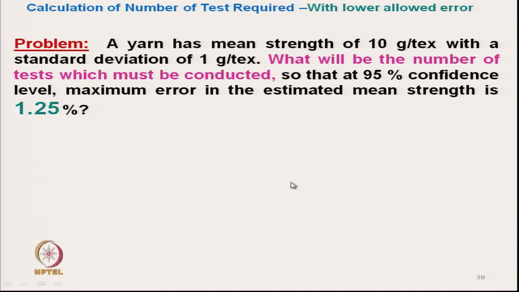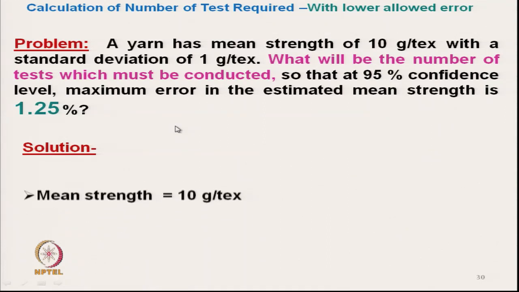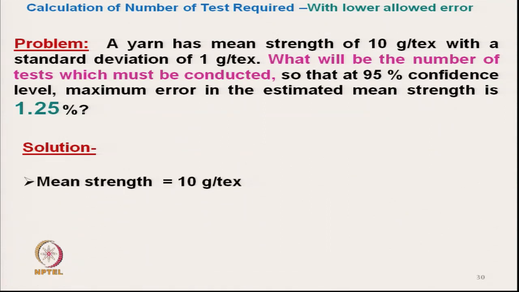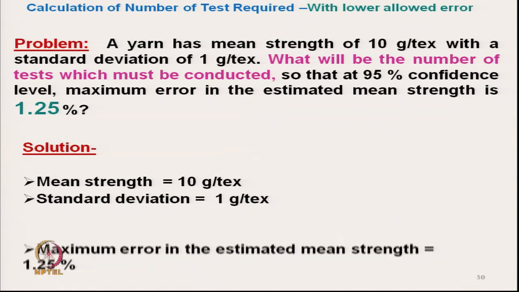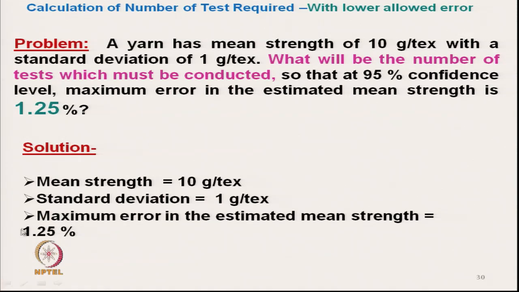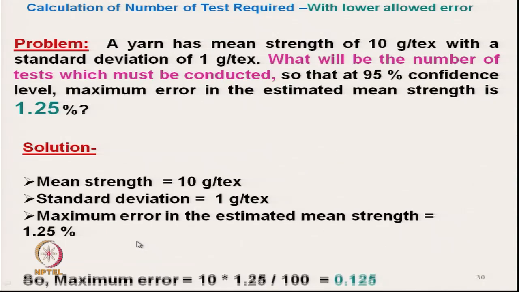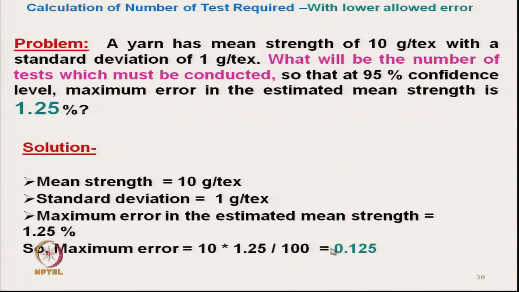Okay. So, from 1.96 we have reduced it to 1.25. Now, let us see the impact. So, mean strength is exactly the same. Standard deviation is the same. Maximum error has changed to 1.25. So, now we will calculate the maximum error; it has become 0.125, earlier it was 0.196.